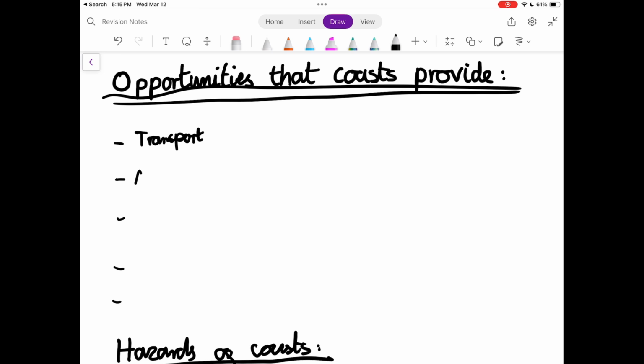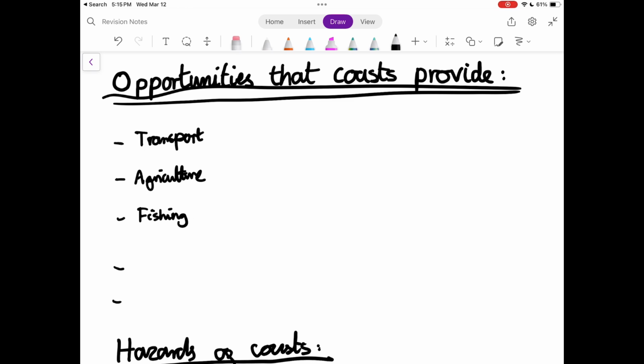The next opportunity provided is agriculture. So this is because areas surrounding the coast have fertile soil and they will probably be well drained. So this allows for crops to be grown, and then farmers that own these areas of fertile soil can grow crops and therefore produce income for themselves. Next is fishing. This is because in coastal areas there is a high abundance of marine ecosystems, and therefore there'll be a high diversity of fish, and this can also increase food production.